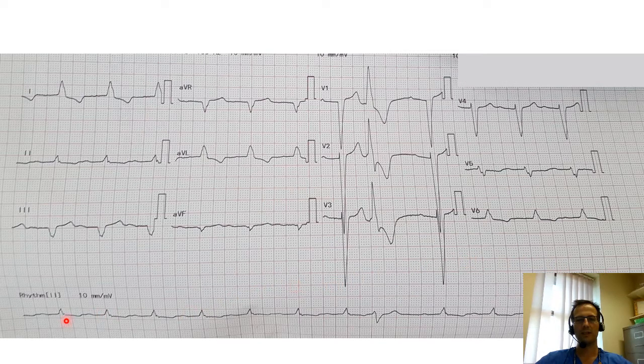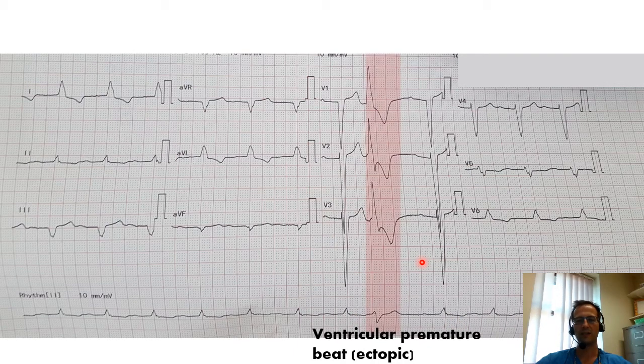Can you see along the rhythm strip that we have regular broad QRS complexes and then an abnormal complex, then a compensatory pause? Can you see that the gap between this and the following QRS is greater than the RR interval of previous beats, and then the previous rhythm resumes? So this is a ventricular premature beat or a ventricular ectopic beat.